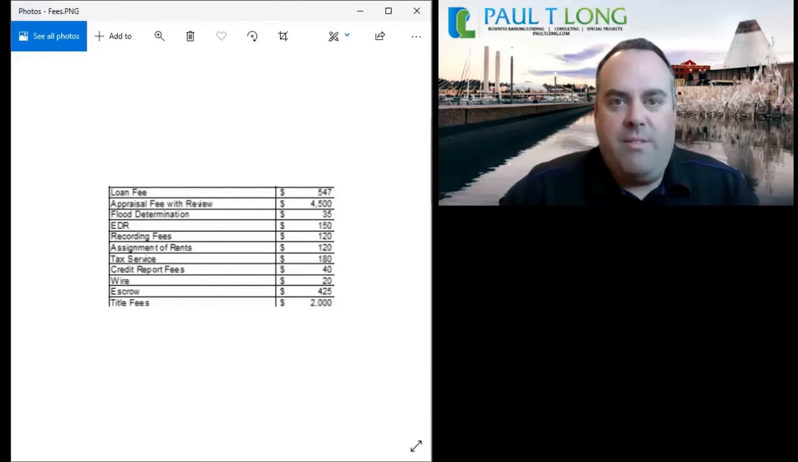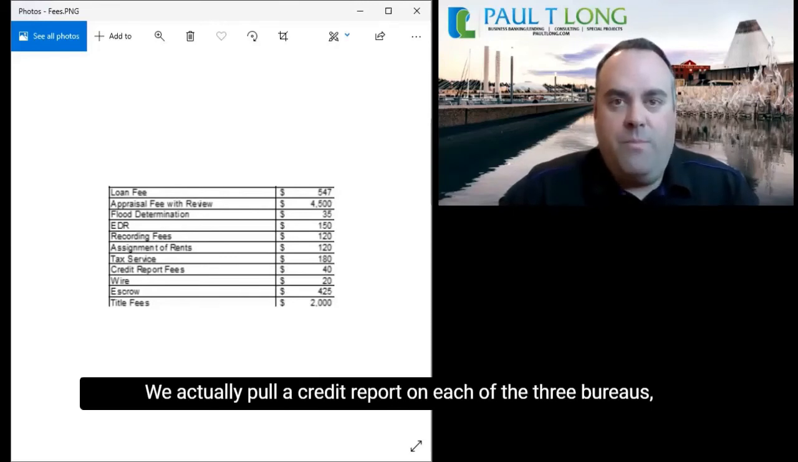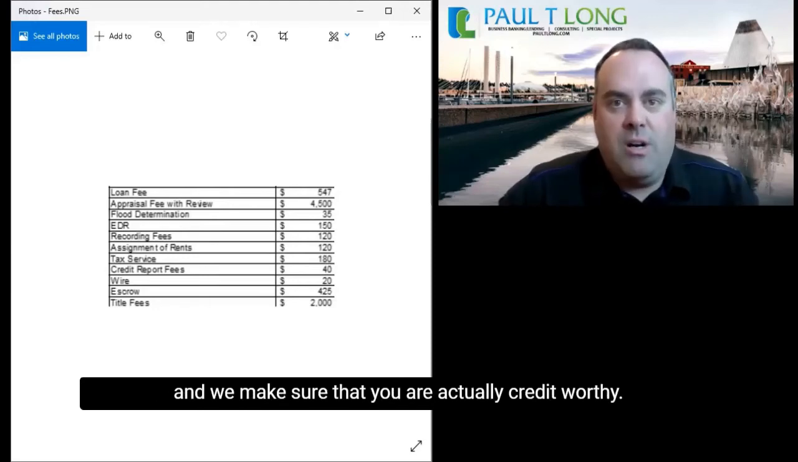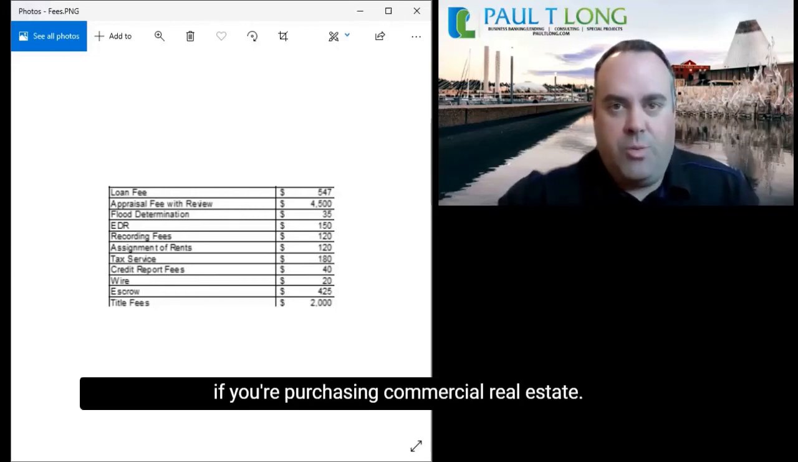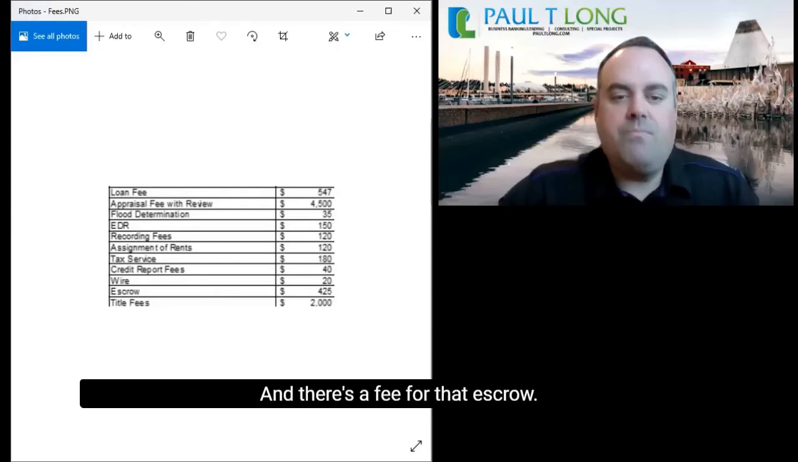Credit report fees. We have to make sure that you're creditworthy. We actually pull a credit report from each of the 3 bureaus, and we make sure that you are actually creditworthy. A wire. Well, we probably need to wire the funds to escrow, especially if you're purchasing commercial real estate, and there's a fee for that.